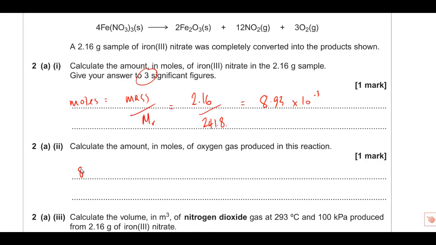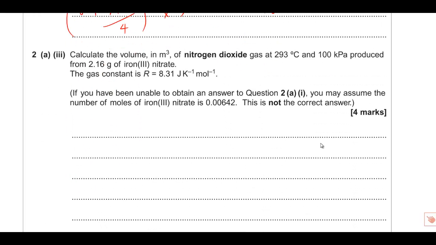I would say 8.93 times 10 to the minus 3 divided by 4, and then I would times that by 3. That's my thing. My dividing by 4 is getting me to 1 mole, multiplying by 3 is taking me to my 3, which is going to give me a value of 0.00670, or again standard form. You could do that. 2 marks there, nice.